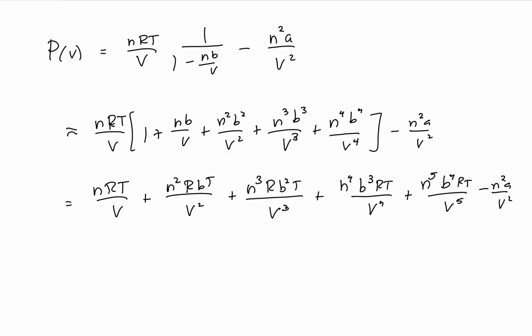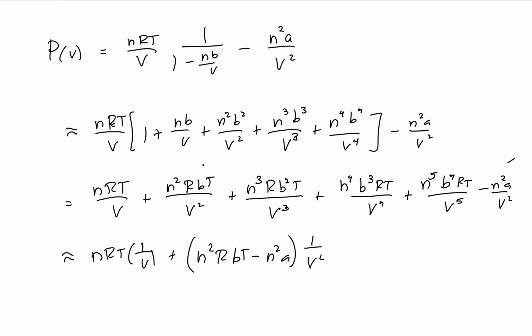And now remember, we only wound up to 1 over V cubed, so we can say this is nRT times 1 over V plus n squared R b T times 1 over V squared. Well, we have to be a little careful here because we have another V squared term down there. So this is n squared R b T minus n squared a times 1 over V squared. That gets this term and this term. And then we only need the V cubed term because we were only asked to go up to V cubed. And that's our approximation. And these other terms we just throw away because we were only asked to go up to V cubed.